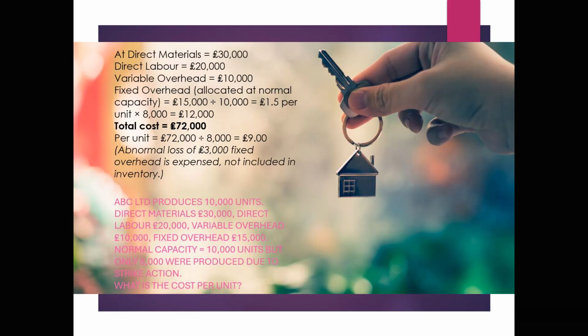You cannot take all the overhead cost of 15,000, because it is a fixed cost. Since we didn't produce 10,000, we have to take only 8,000 units of it and remove the 2,000, because that's the waste in it, an abnormal cost. So that is the 3,000 abnormal loss of the fixed overhead cost, which is taken off, not included. I explained this abnormal cost before.